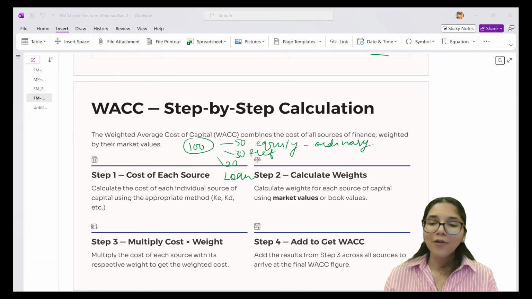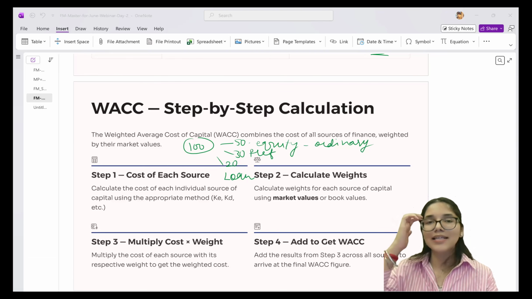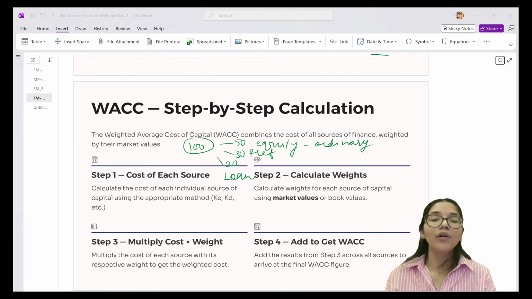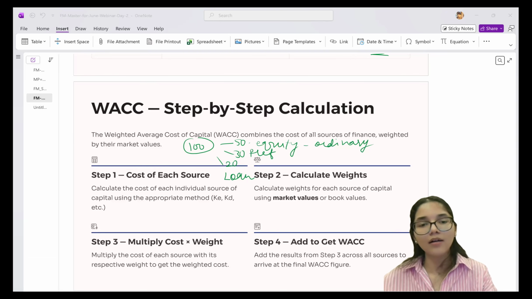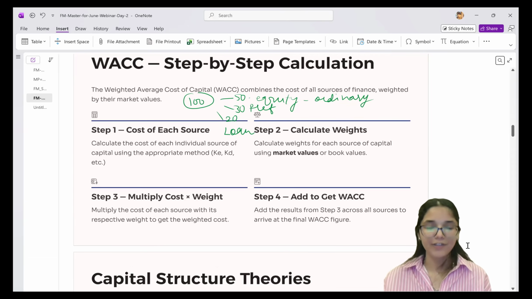Book values may be outdated. There can be massaging done to the book values. The numbers can be manipulated, but the market value will be more updated. It will reflect the current situations in a much better manner. That is why the market values are considered to be more relevant.